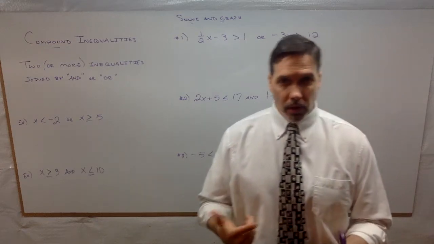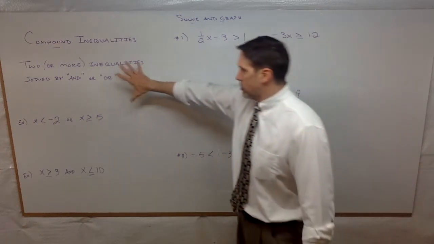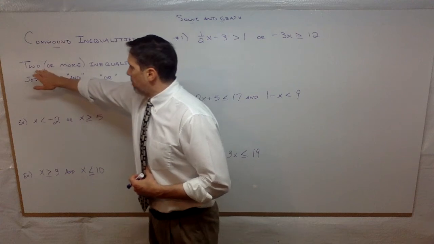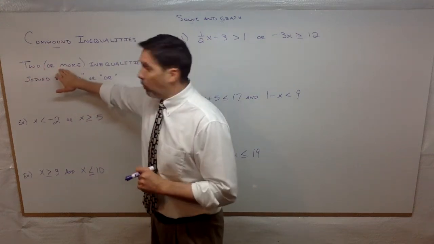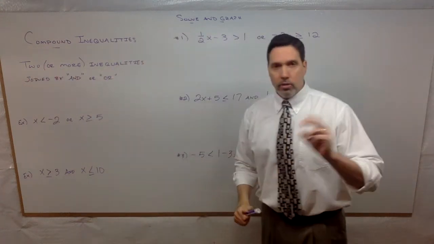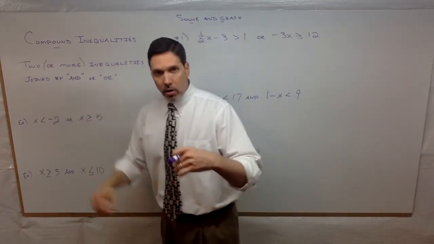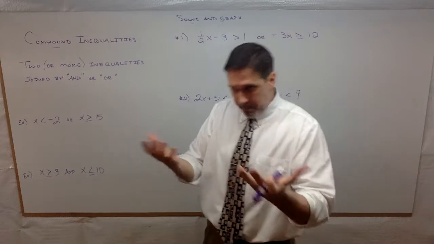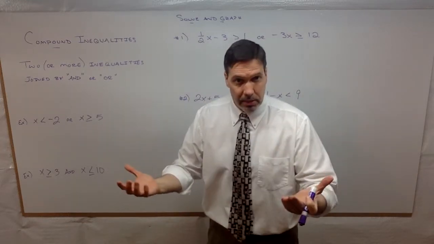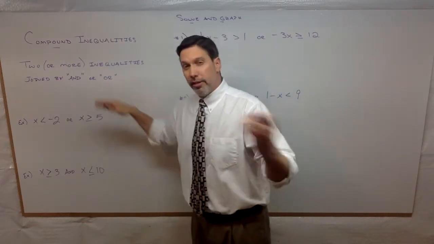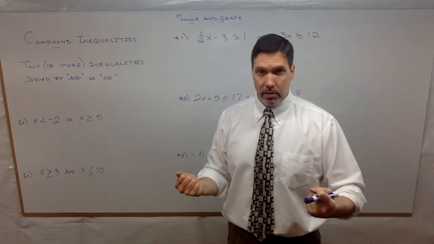In this video, we're going to talk about what are called compound inequalities. So I have just a quick definition up here. Compound inequalities are two, possibly more, inequalities joined by two words, either an "and" or an "or." In mathematics, an "and" is called a conjunction. It means both statements have to be true. An "or" is called a disjunction, meaning either statement can be true.